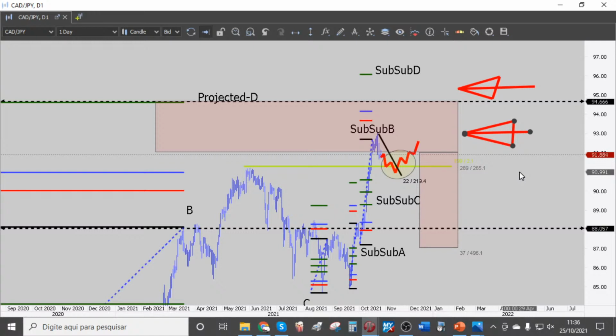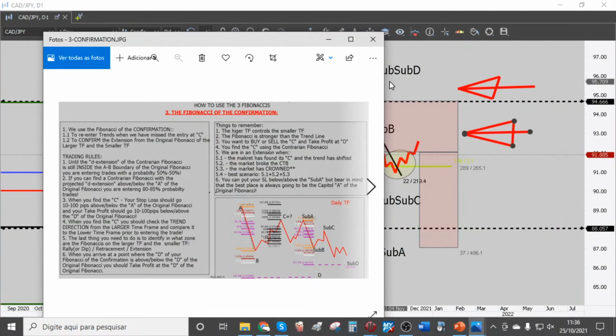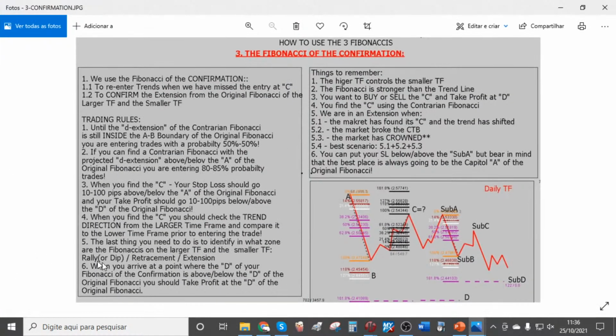Passion, can I enter at the sub C and profit take at the sub D? No. No, everybody, you can't. This would be the wrong thing to do. Look in here. Trading rules, number 6. When you arrive at the point where the sub D of your Fibonacci of the confirmation is above the capital D of the original Fibonacci, you should profit take at the capital D of the original Fibonacci.